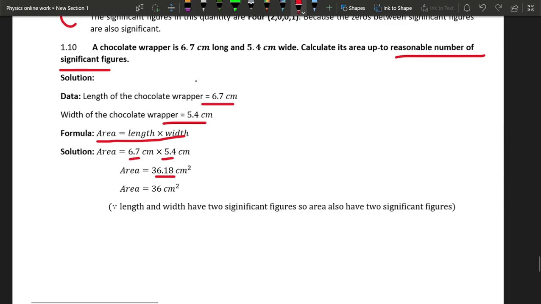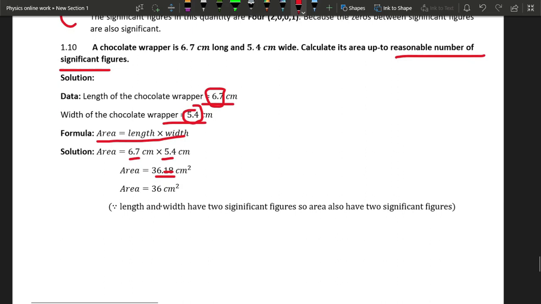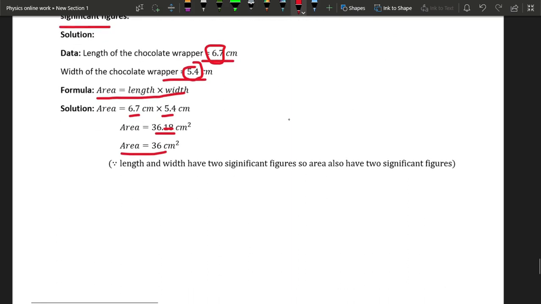Now the given data has two significant figures. You can see the length of the chocolate wafer has two significant figures and the width also has two significant figures. So the answer must be in two significant figures, not four significant figures. So we just skip these two numbers and the answer is 36, because we need to find the area up to a reasonable number of significant figures. So length and width have two significant figures, so the area must also have two significant figures.